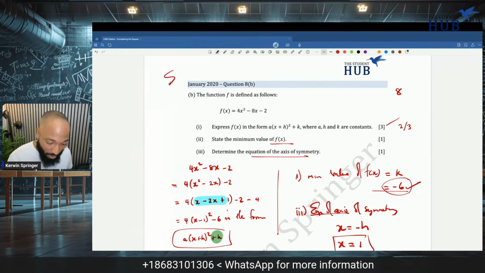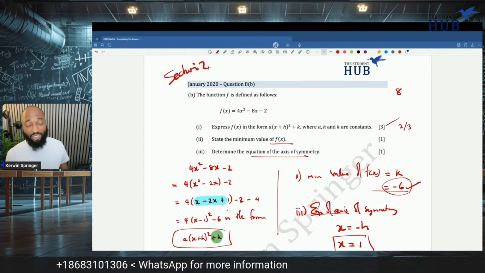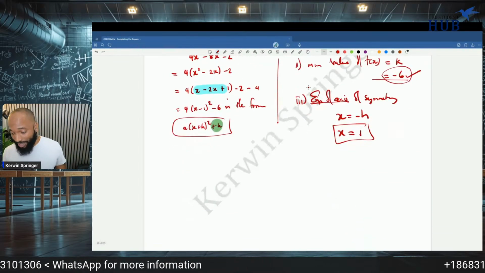This is section 2 marks that we are doing today. Section 2, ladies and gentlemen. We want these marks. Let's do another one.